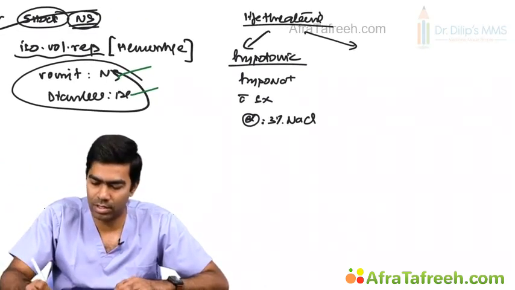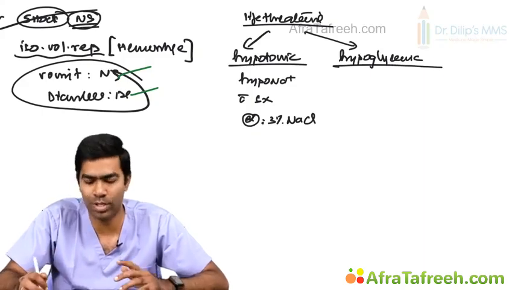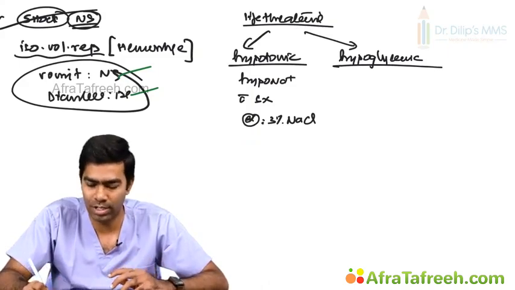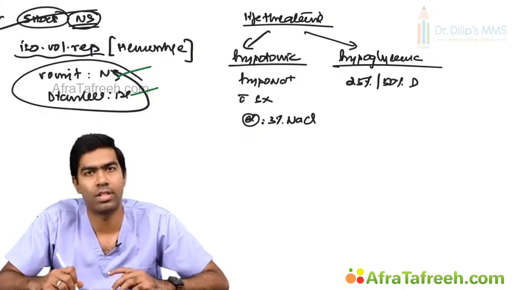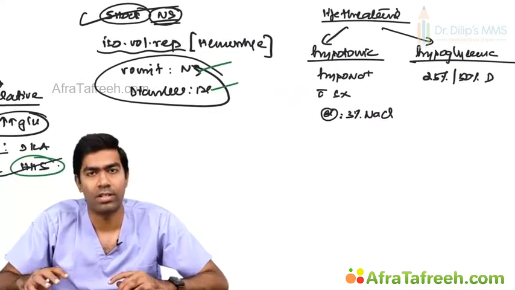Second, life-threatening hypoglycemic states. In life-threatening hypoglycemic states, like when the patient is again having a coma, seizure, in life-threatening hypoglycemia, they come with paralysis and all. So in those conditions, you urgently give 25% or 50% dextrose, isn't it? These are some of the examples where you use a hypertonic solution.